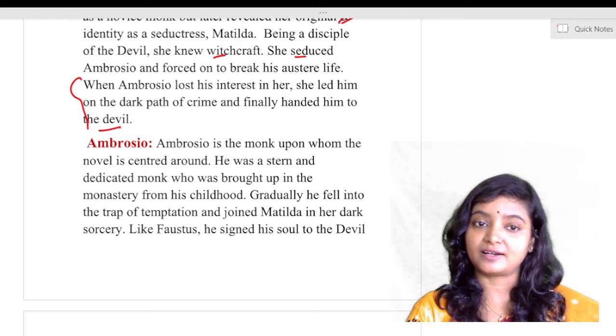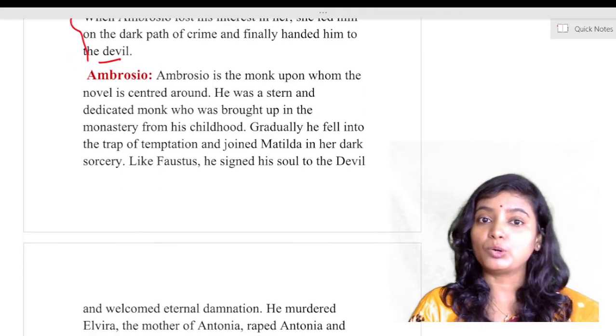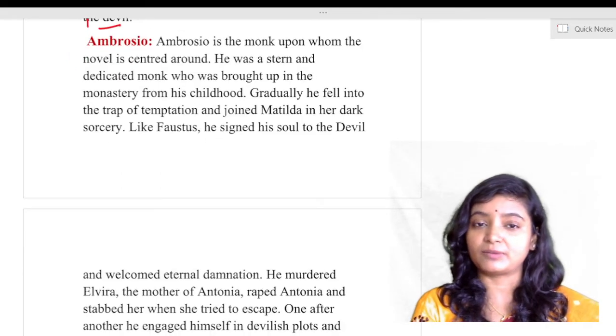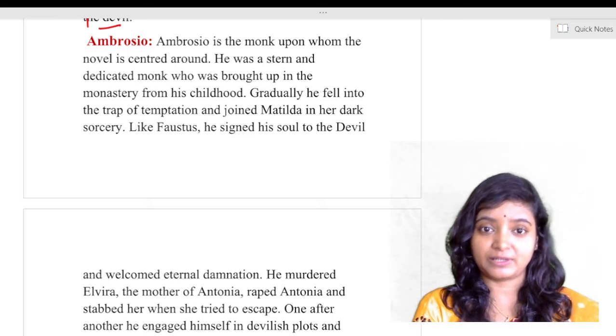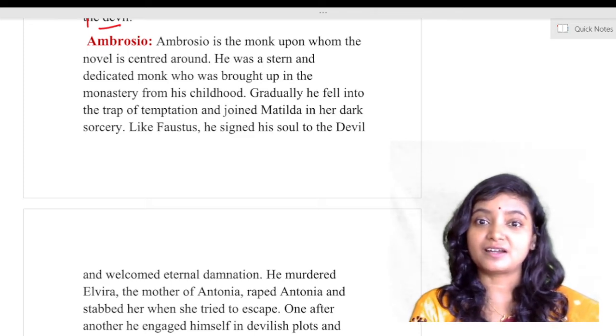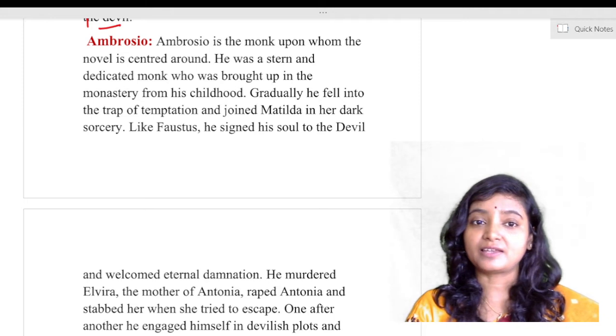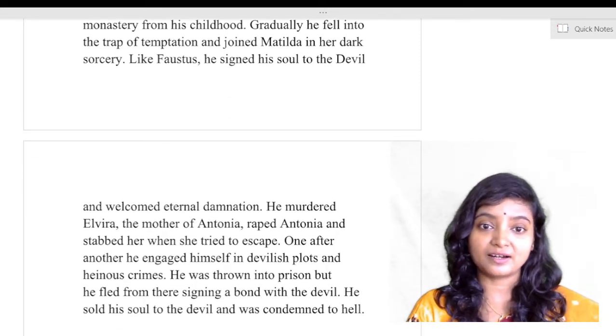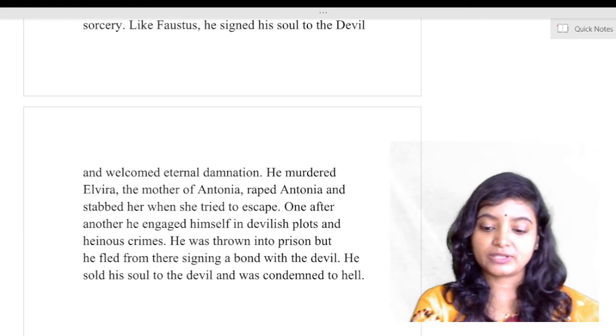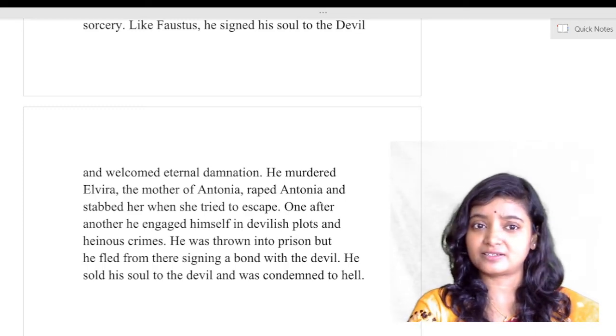He is a stern and dedicated monk who was brought up in the monastery from his childhood. Gradually he fell into the trap of temptation and joined Matilda in her dark sorcery. Like Faustus, he signed his soul to the devil and welcomed eternal damnation. So there you find the character similarity.